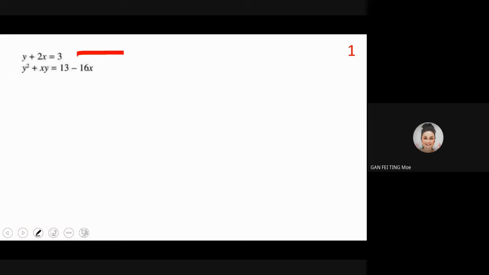The first mark should be, oh, sorry, I forgot to change to the pen. Okay, this is your first equation. Okay, y equals 3 minus 2x. Or you may form it as x equals (3 minus y) over 2.